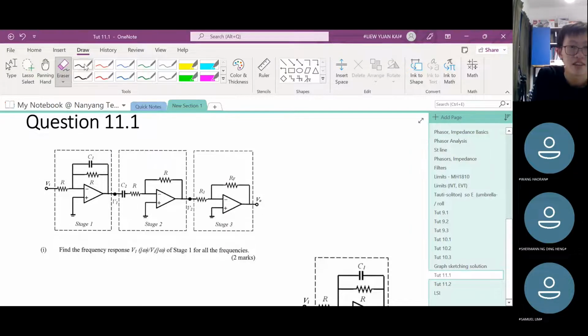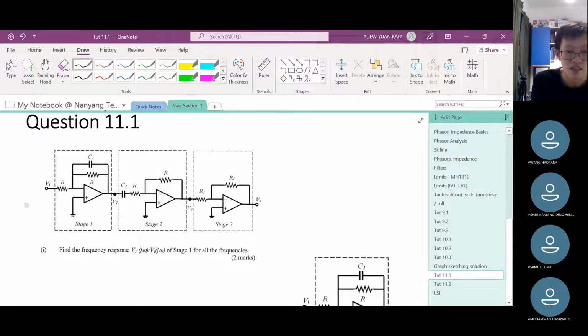So let us begin. Find the frequency response of the first stage for all frequencies. The first stage is this one, to the leftmost. Now, let's not even begin on part one of this question. Let us just take a look and see if we can simplify the question right off the bat.